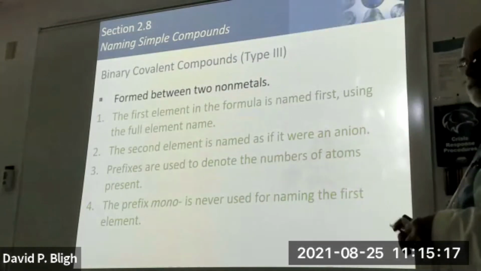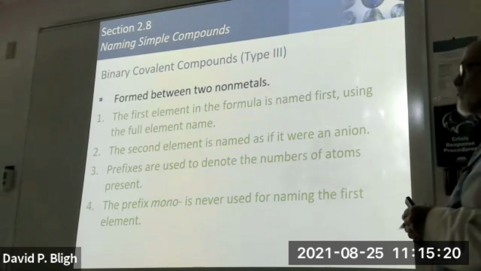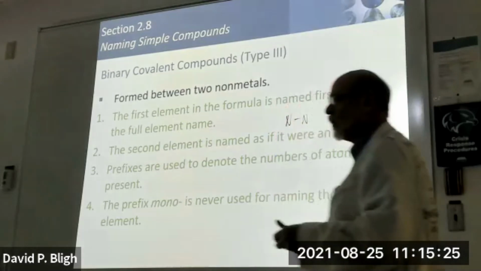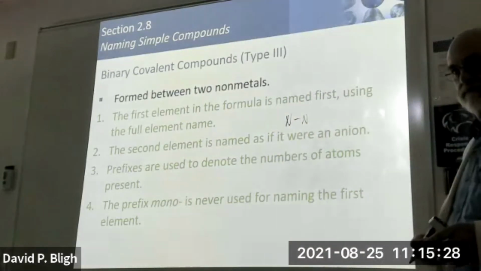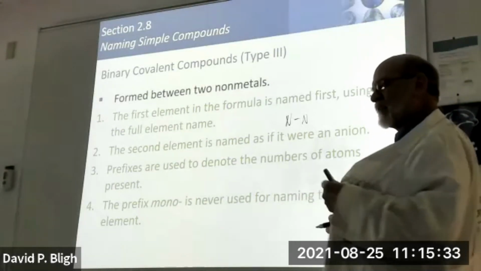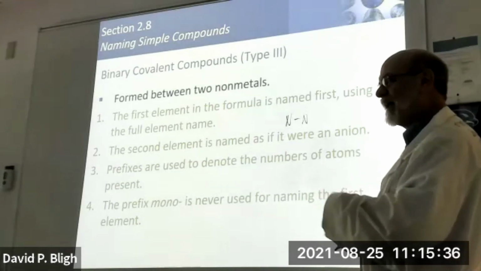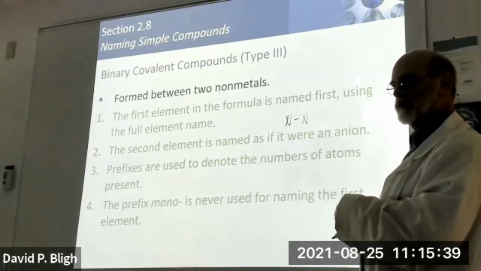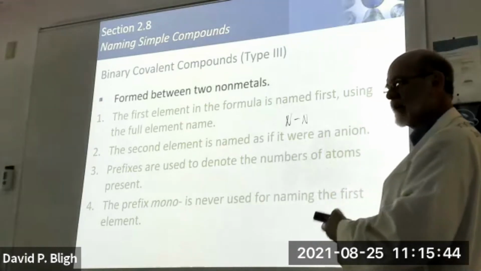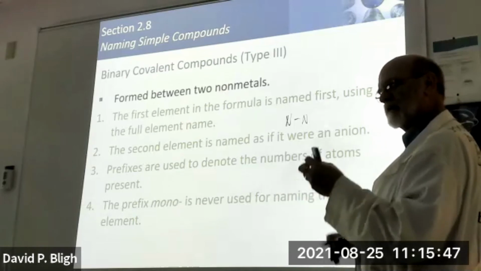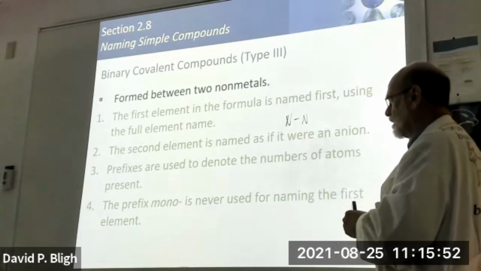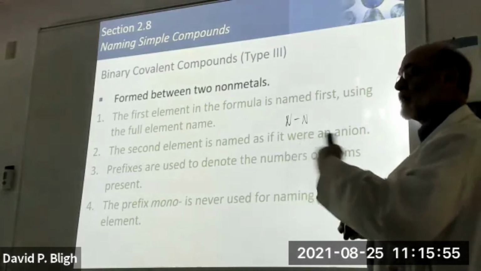Okay, type 3s. Type 3 compounds are nonmetals with nonmetals. They're always covalently bound, which means they're sharing electrons. So we can't strictly say that it's cation plus anion, because there are no ions; they share electrons. But we're going to use the convention of type 1, type 2 naming to help us get started with type 3s.